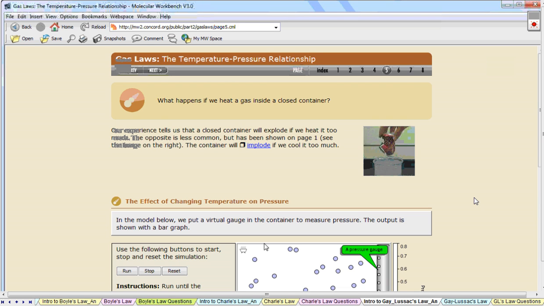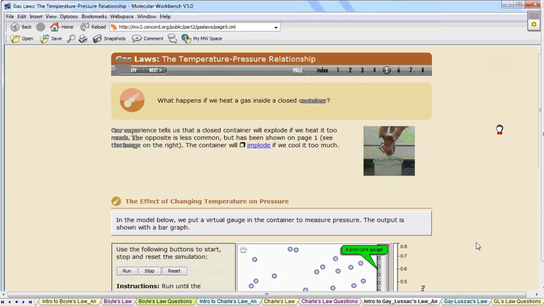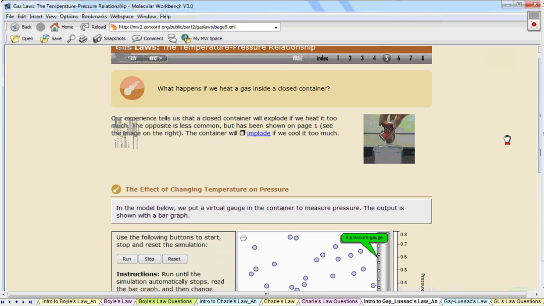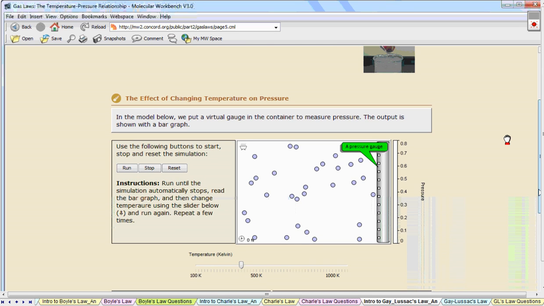Okay, this video lesson is on the last gas law that we're going to look at, the temperature-pressure relationship, and this is Gay-Lussac's gas law. We're going to start quickly with another animation, and just to see what happens when we take a gas and we alter the temperature, and we'll look at what effect that has on the pressure.